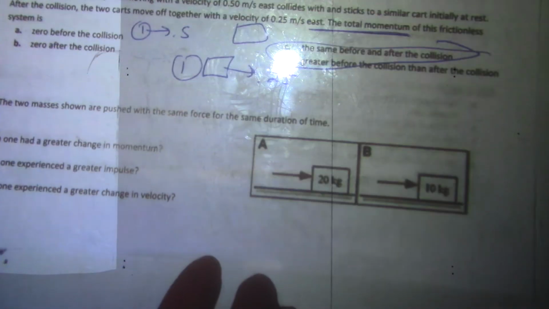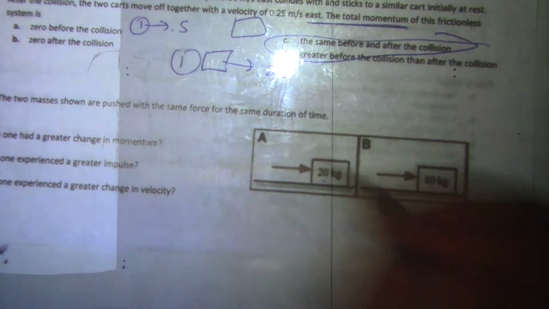A 1 kilogram laboratory cart is moving with a velocity of 0.5 east. So 1 going 0.5, the similar cart initially at rest. After the collision, the two move off together at the velocity of 0.25. What do we know about the total momentum? Okay, it stays the same because momentum is conserved. Total momentum is conserved.